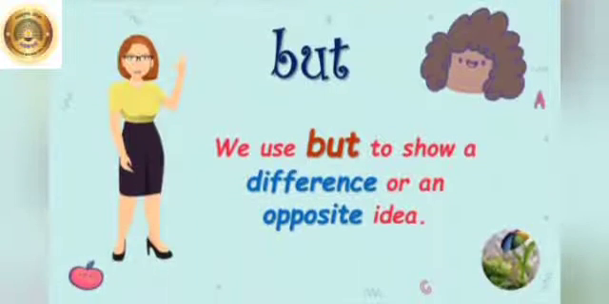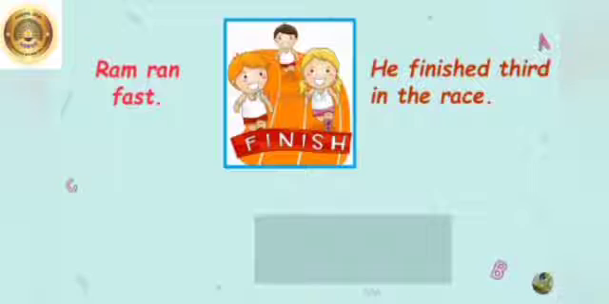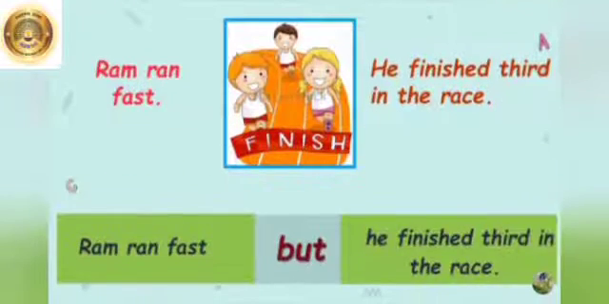The second conjunction that we're going to learn is but. We use but to show a difference or an opposite idea. Here are some examples. Ram ran fast. He finished third in the race. Here we are talking of an opposite idea. And hence, when we combine these two sentences, our answer would be: Ram ran fast, but he finished third in the race.